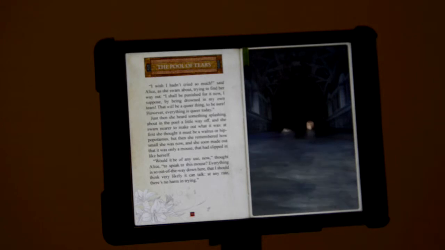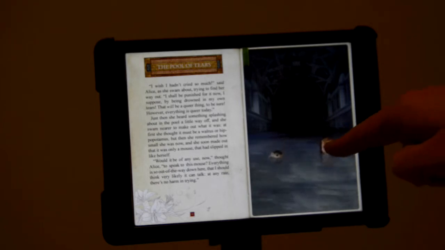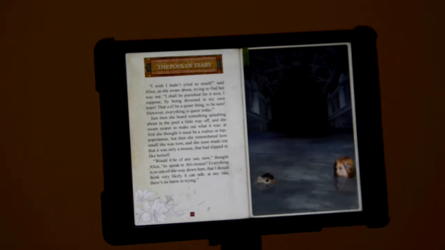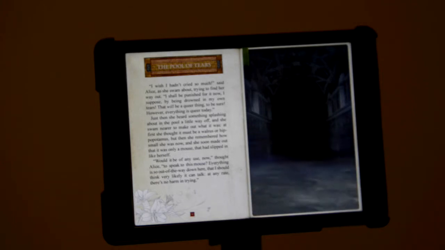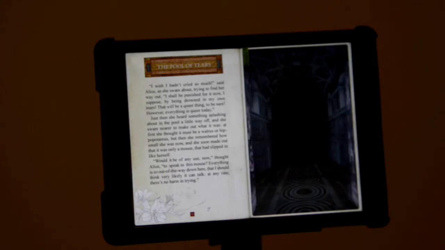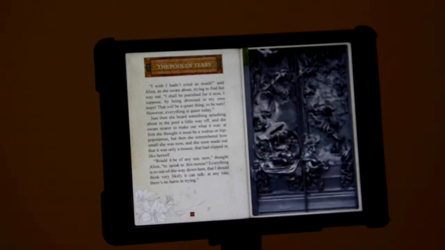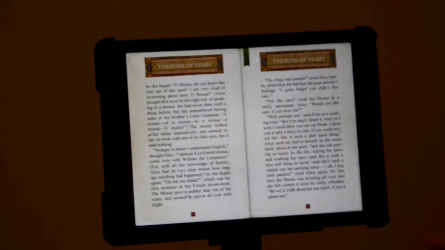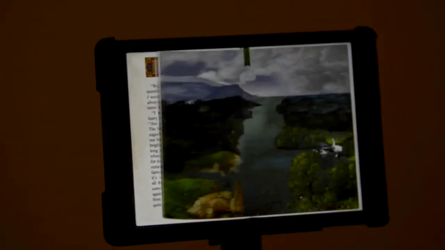Oh, I wish I had not cried so much. Alice swam about, trying to find her. I shall be punished for it now, I suppose, by being drowned in my own tears. That will be a queer thing, to be sure. However, everything is queer today. Just then, she heard something splashing. So she began. Whee!